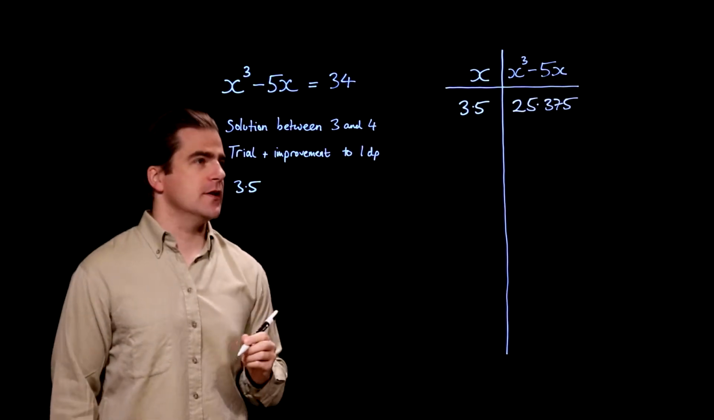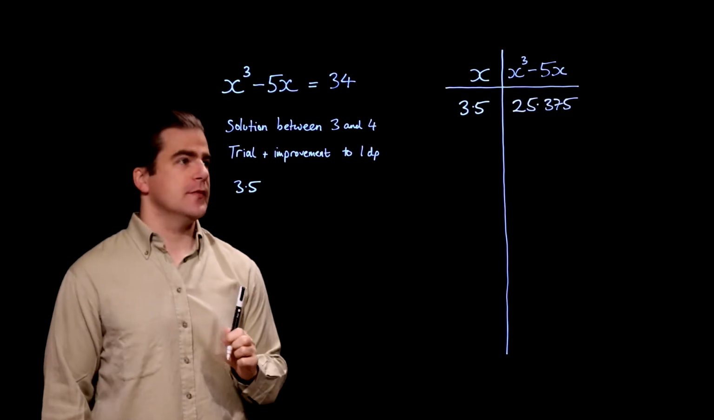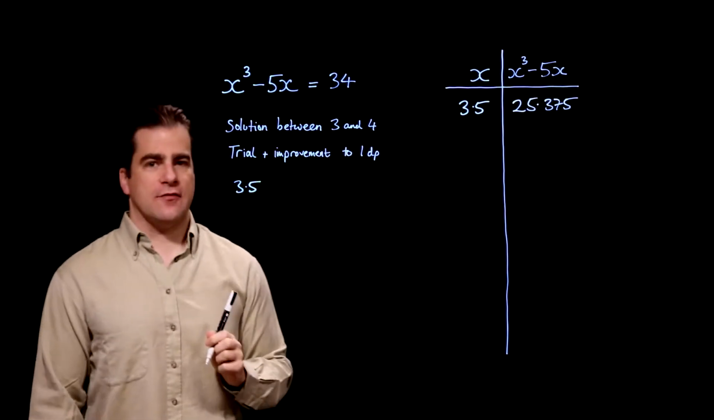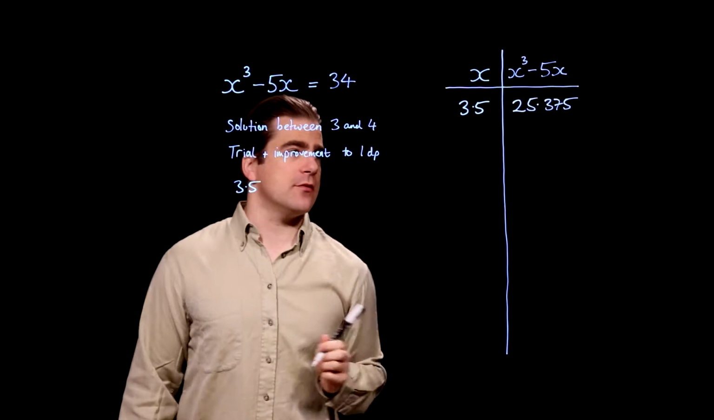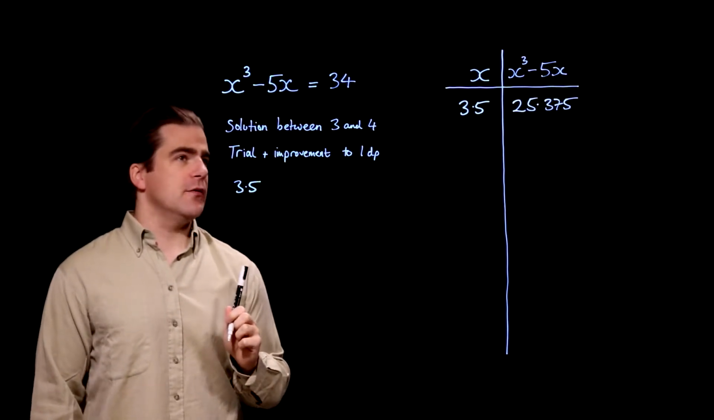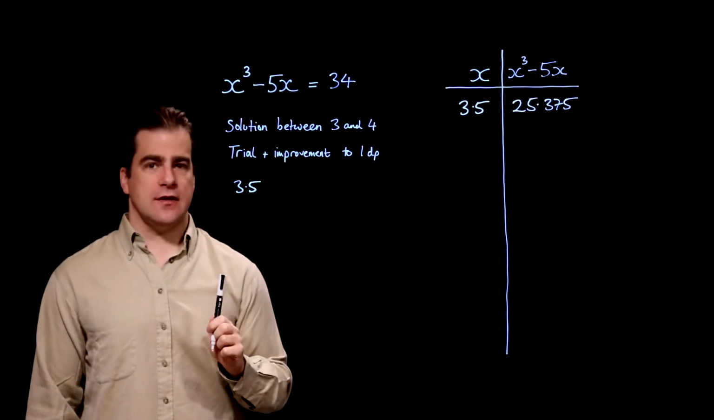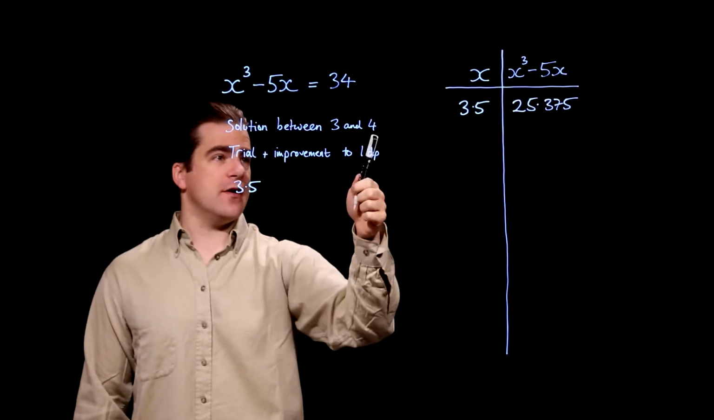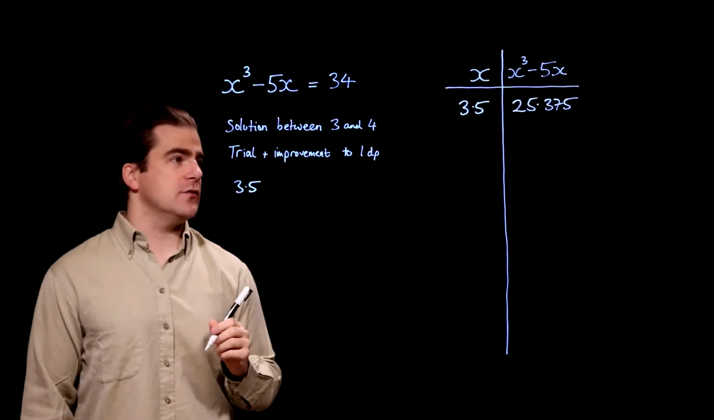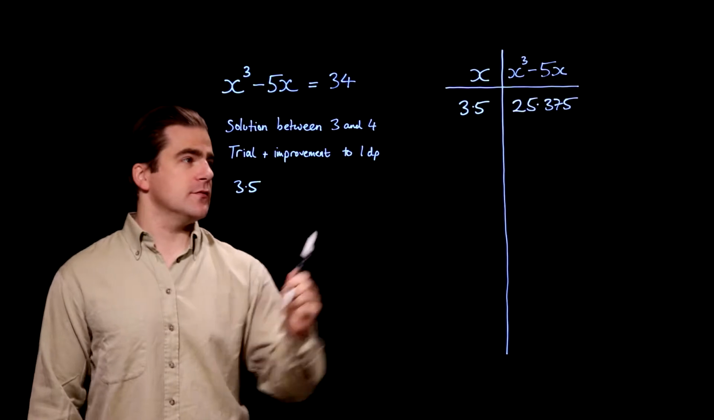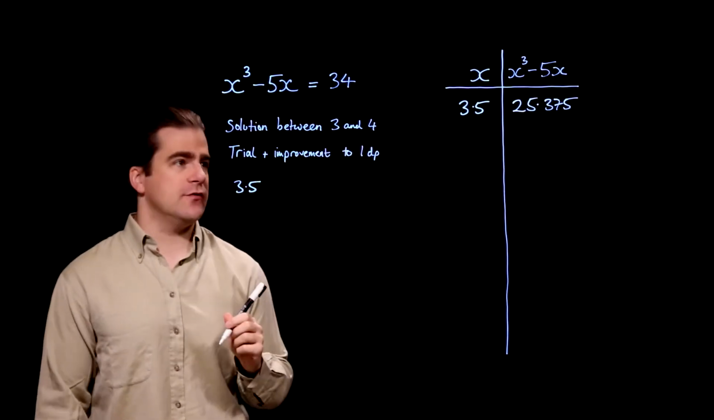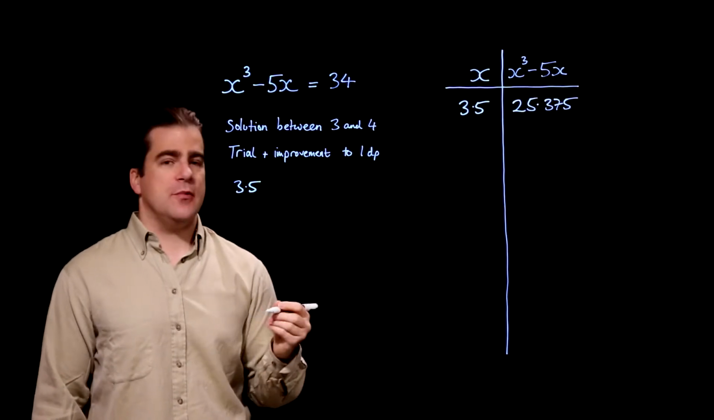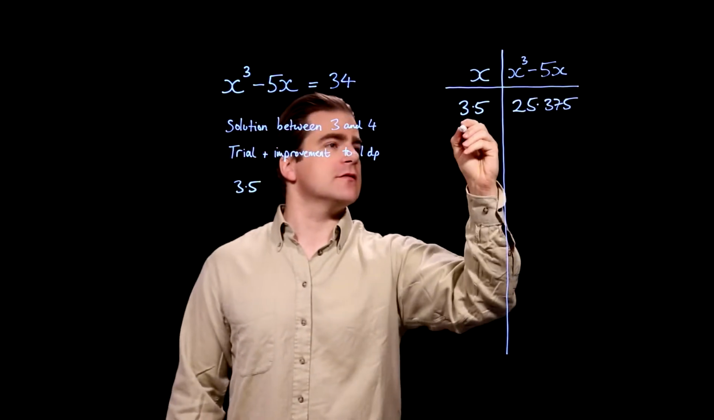Okay, now, not a million miles away from 34. That's what we're looking for, but we got 25.375. And we know that the solution is somewhere between 3.5 and 4. So we want a bigger number here to push it close to 34. So let's try 3.7. Why not?